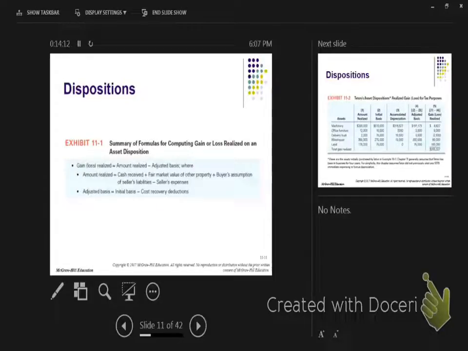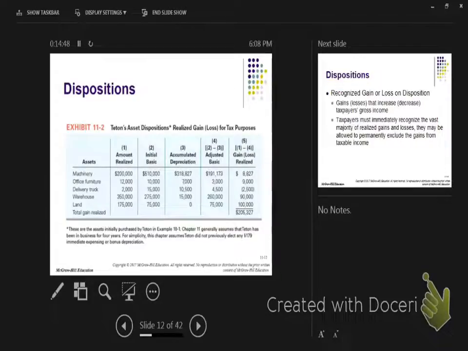So amount realized is cash received plus any fair market value of anything else you got, plus the buyer's assumption of any liabilities, which doesn't happen a lot, minus the seller's expenses. So really it's these 2. How much cash did you get, or the fair market value of the property. Sometimes you're given cash and property, like you're given a car plus cash, minus any expenses or something like that. And then your adjusted basis is the initial basis minus any of that depreciation. You got to remember to take that cost recovery into account.